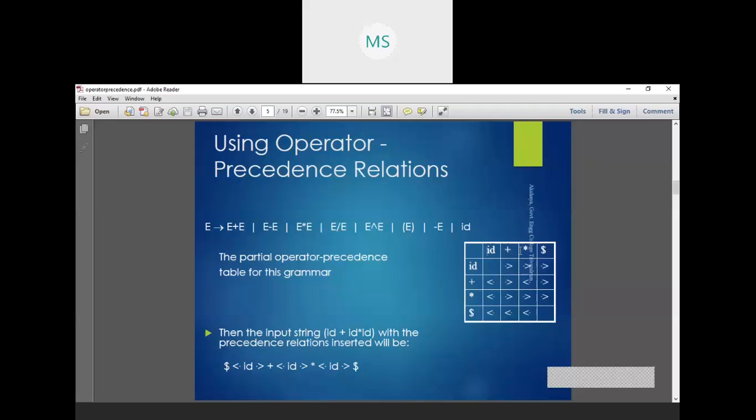Then plus and star. Star has the highest precedence, so I am writing the less than symbol. And plus and dollar. Plus has higher precedence compared to the end of your input string, so write the greater than symbol.